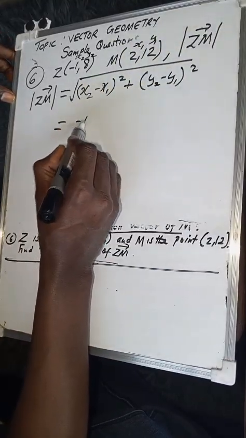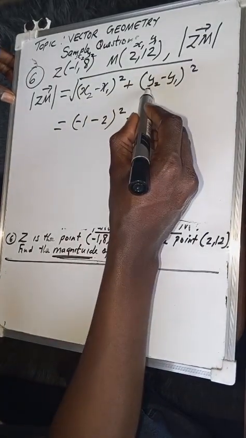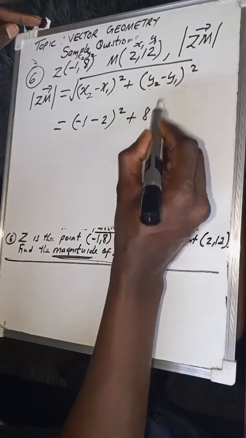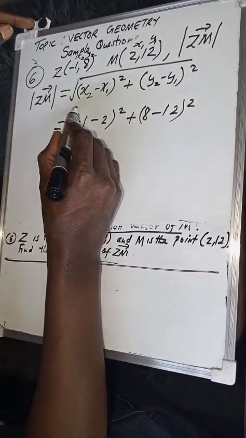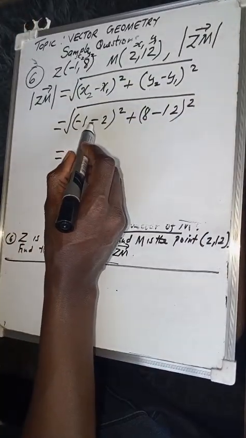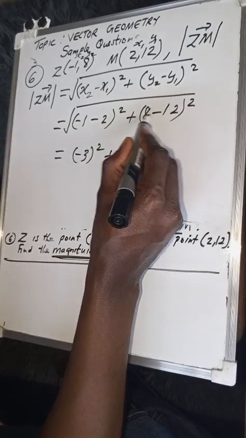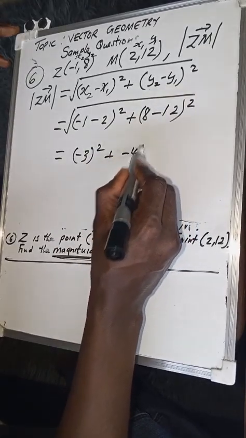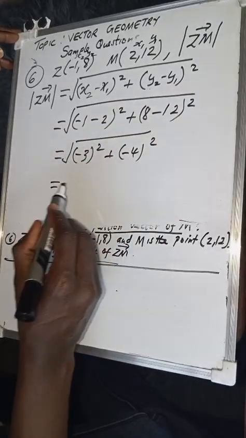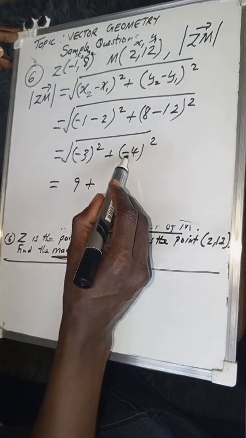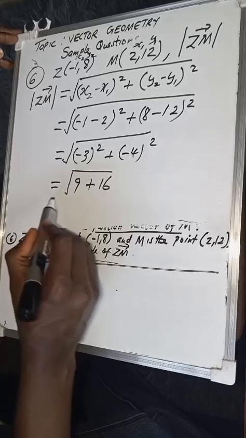What is my x2? It's -1 minus my x1, which is 2, raised to the power 2, plus, what is my y2? Remember, that is 8 minus my y1, which is simply 12, this raised to the power 2. But whatever you get, you find the square root. -1 minus 2 will give me -3 raised to the power 2, plus, what is 8 minus 12? That is -4, raised to the power 2. So the square root there, (-3) squared will give you +9, and (-4) squared will give you +16. All right, so that's what you need to remember.